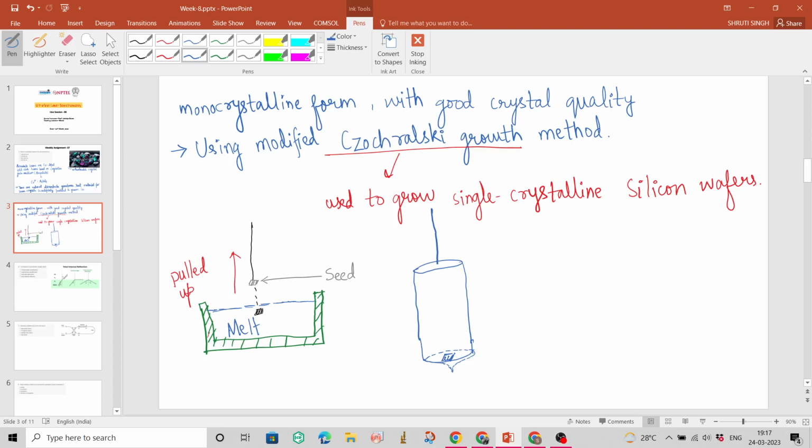So this is being pulled up slowly, and it forms something like this, a cylindrical thing. Maybe this is the Alexandrite crystal. The whole thing will be very big, and then we can cut pieces out of it as we want. So that is what the CZ technique is. It's simply called the CZ Czochralski method. It is used to grow silicon wafers in the semiconductor industries.